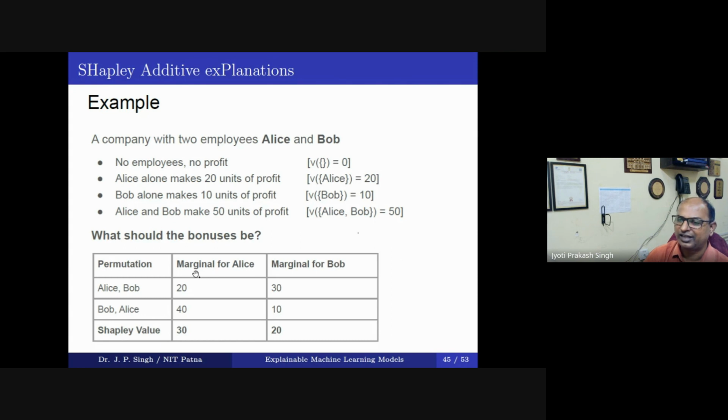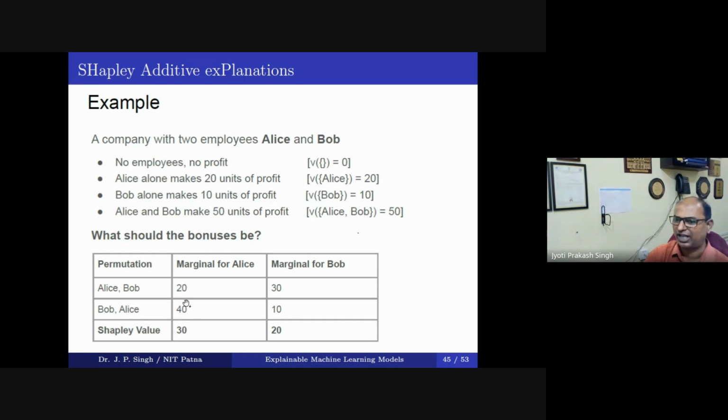So a value called the marginal value for Alice and marginal value for Bob is calculated. Alice and Bob together is 50. When Alice was alone, the profit was 20. So when Bob was added, 30 units extra was achieved. So that marginal is given to Bob. Similarly, when Bob and Alice were together, it was 50. But when Bob was alone, it was 10. When Alice was added, it was 50. So the marginal for Alice should be 40.